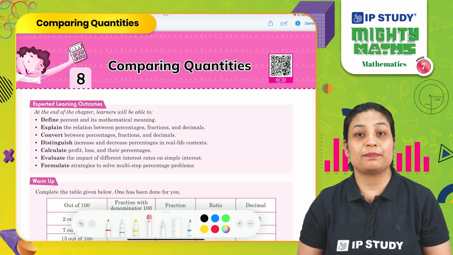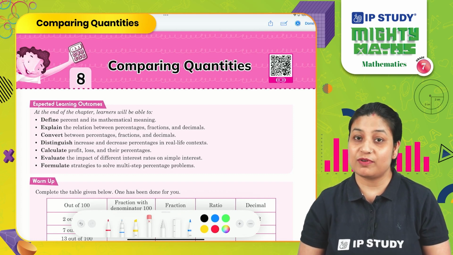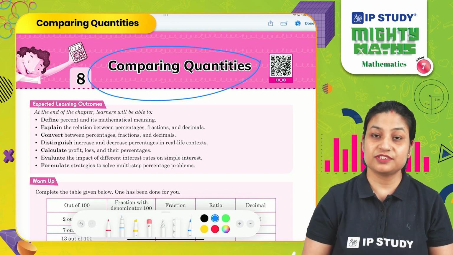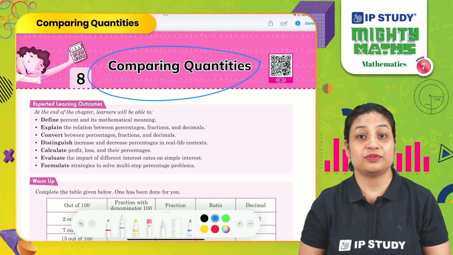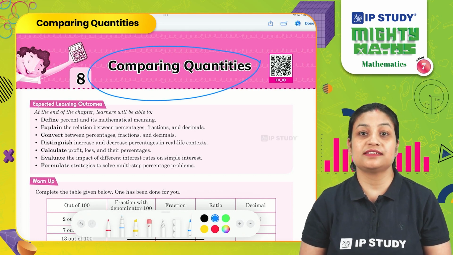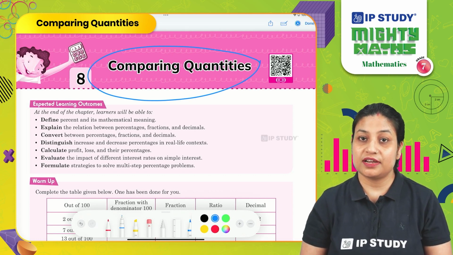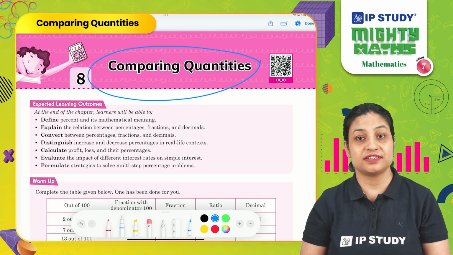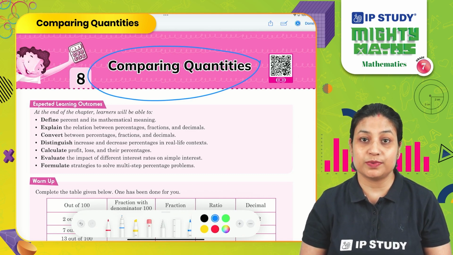Today I'm going to take chapter number 8 of grade 7 and the name of the chapter is Comparing Quantities. So dear student, let's see what are the topics that we are going to cover in this lecture. So first of all, we will be discussing about what is a percentage, and then we will discuss about how to convert percentage into fractions, into decimals and vice versa.